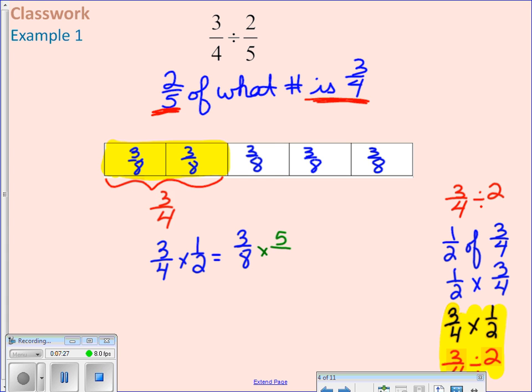So 5 is the same thing as 5/1. 3 times 5 is 15. 8 times 1 is 8. And then that can be simplified to 1 7/8. Okay, watch me be amazed. This is still a couple of steps. We're trying to simplify the steps into a simpler equation.